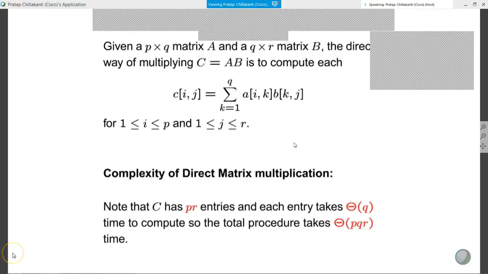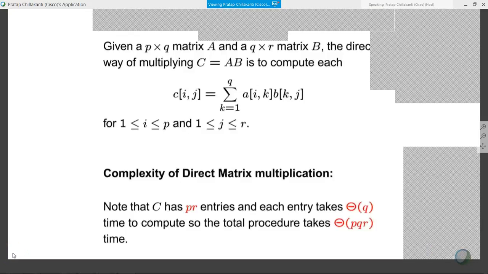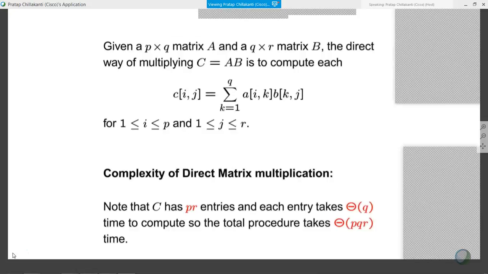Okay, and then you can see the complexity of the matrix multiplication. Ultimately, it comes to PQR, right? So we already noted that. Since it's a matrix, it's easy, it's a theta, right?